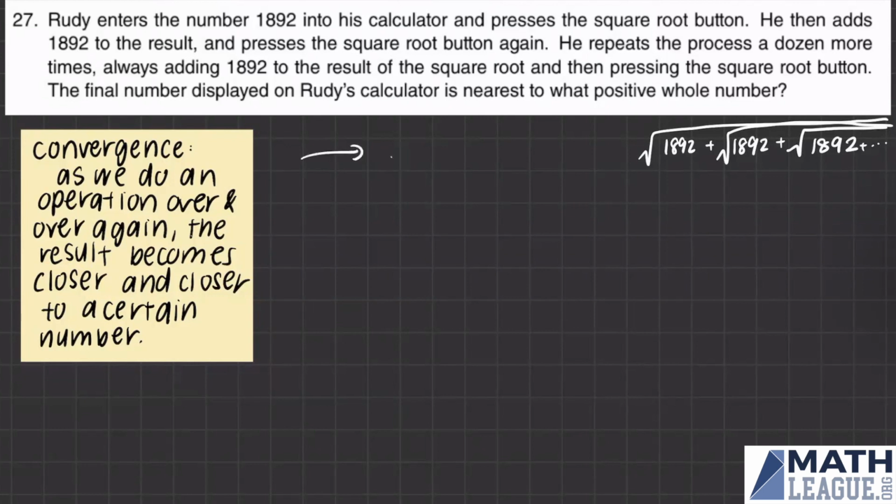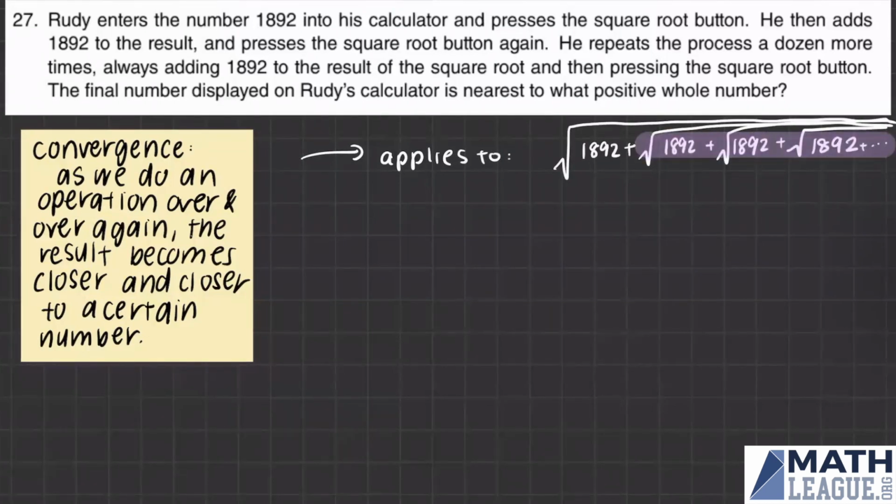And this applies to our number over here. But why? Well, every time we add 1892, the number grows. But the number doesn't grow that fast because we take the square root, and when we take the square root, all of the numbers that are already under a square root become smaller and smaller. So the rate of growth, you can think about it, becomes slower and slower. And therefore, this number converges.